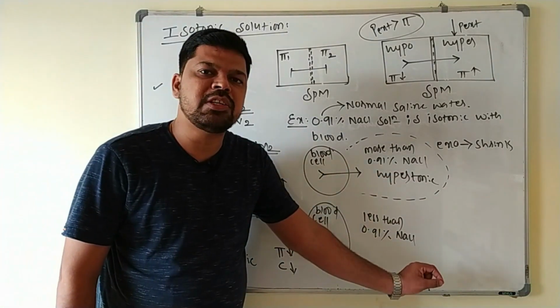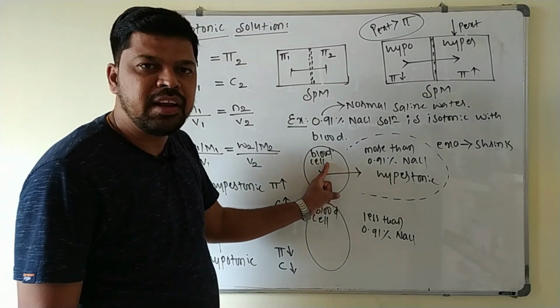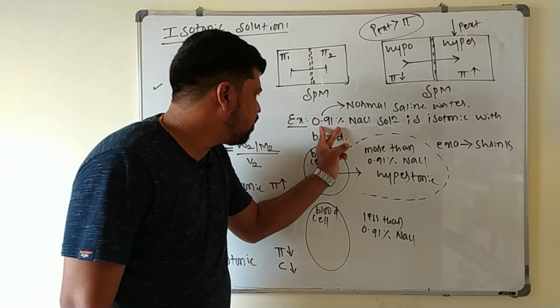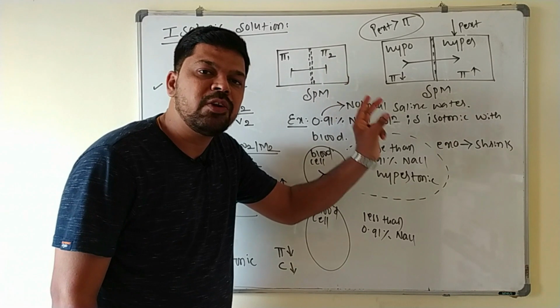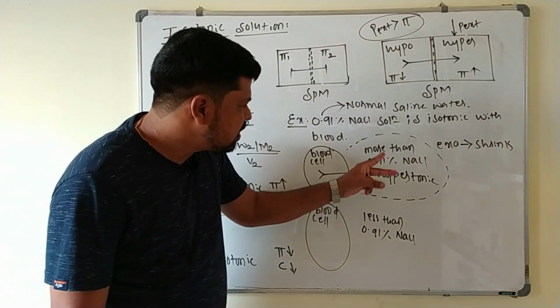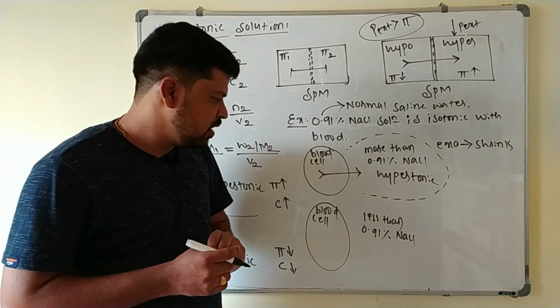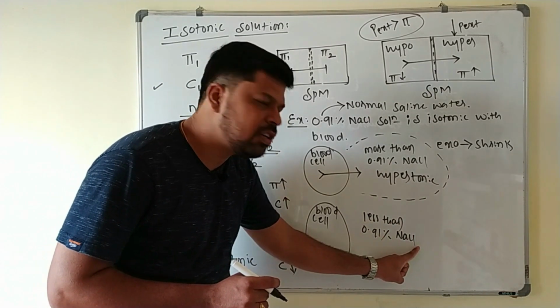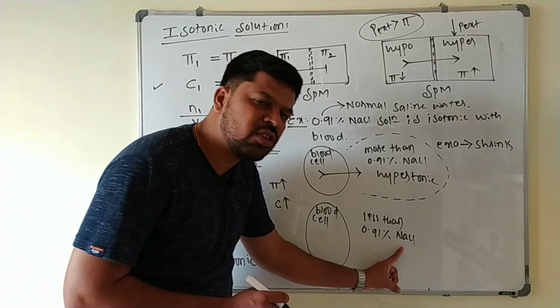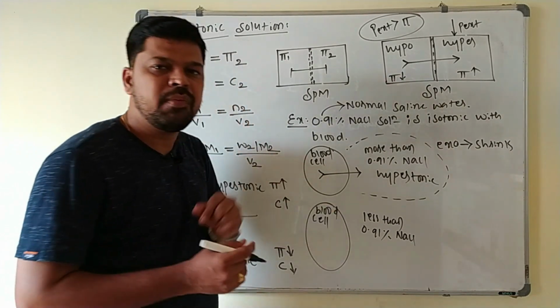Exactly 0.91% of NaCl is isotonic with a blood cell. That is, the concentration of 0.91% of NaCl is equal to the concentration of the fluids that are present in the blood cell. If you change the concentration, it acts as hyper as well as hypo with respect to the concentration here. Now it is less than 0.91% of NaCl. Concentration of NaCl solution is less than the concentration of the fluids that are present in the blood cell.